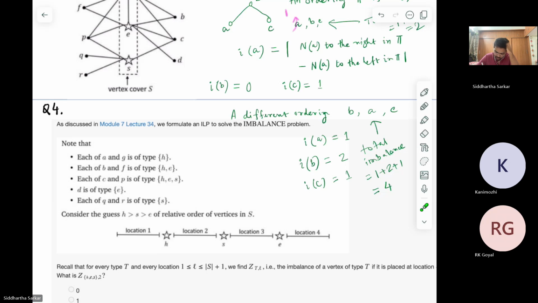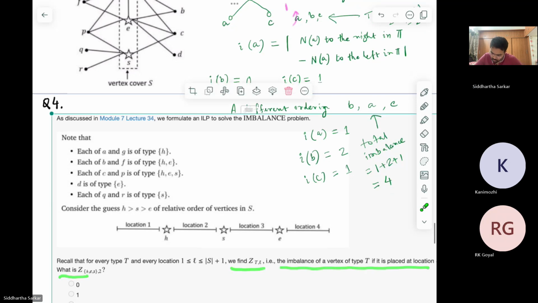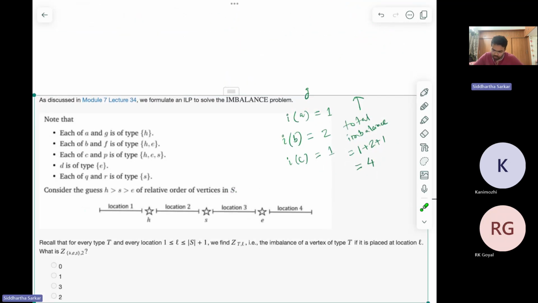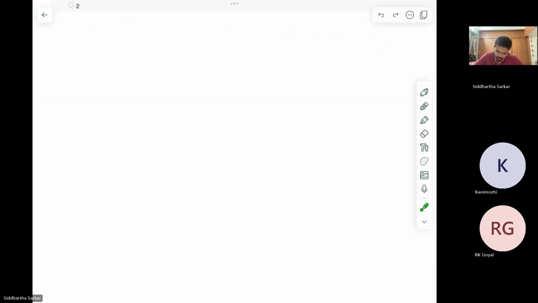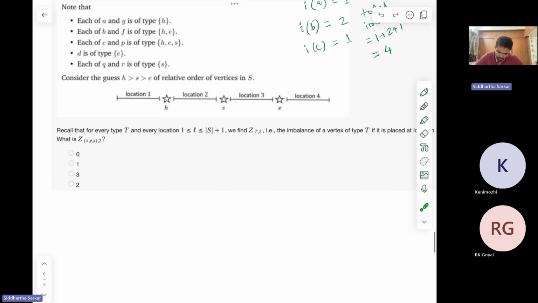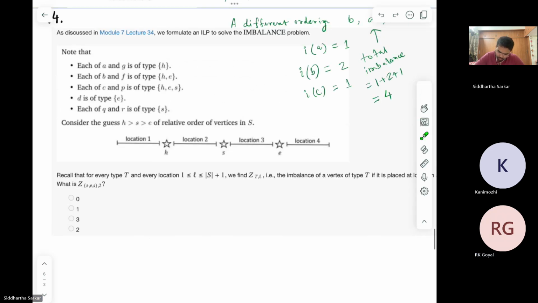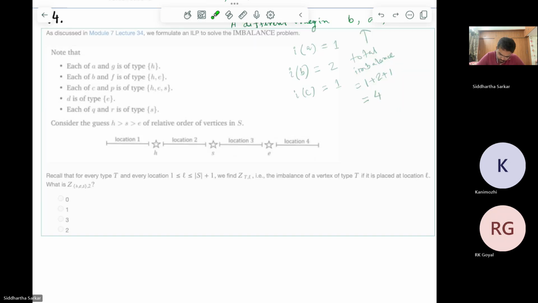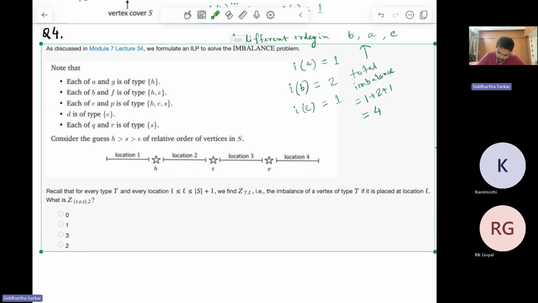Now, if you place, now the question is, the imbalance of a vertex of type T, if it is placed at a location, oh, what happened? Oops, just a second. Sorry. Okay, now the question is visible.